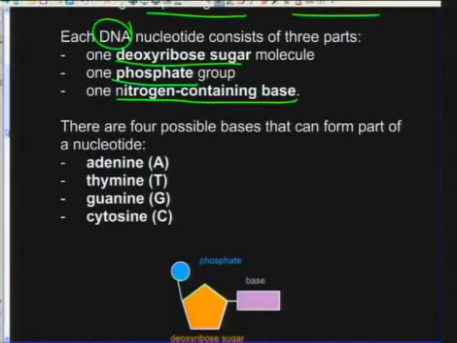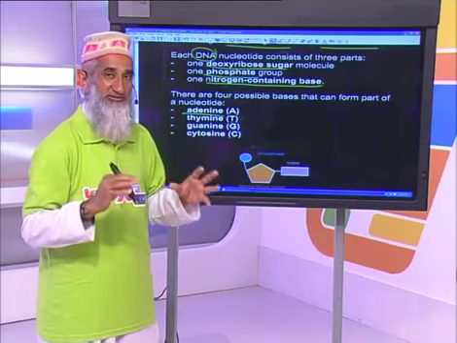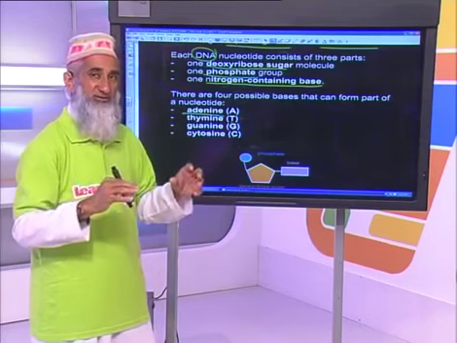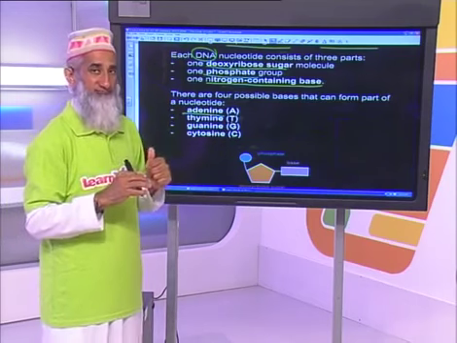There are 4 possible bases. What are they? Adenine, A, thymine, T, guanine, G, and cytosine, C. Those are the 4 types of nitrogenous bases one would expect to find on a DNA molecule.